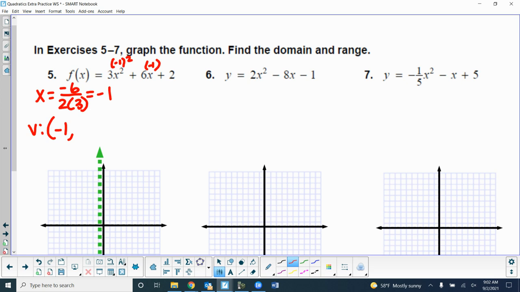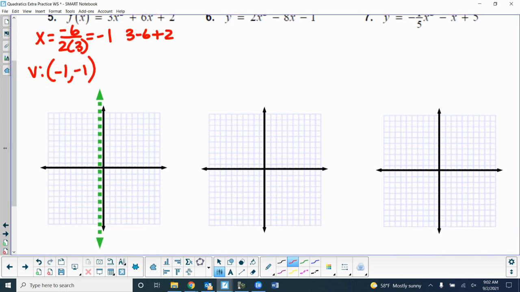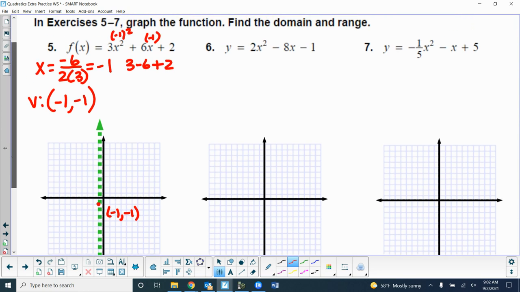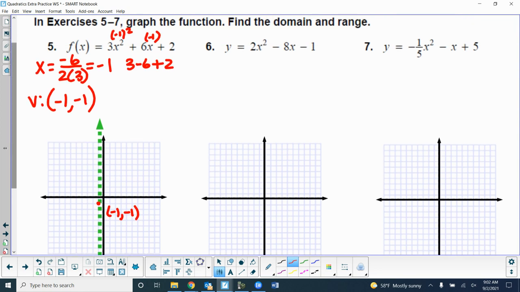What's -1 squared? +1 times 3. What's 6 times -1? -6. What's -3 plus 2? -1. So there's my vertex. So right here, does it open up or down? Up. Everybody know why? Positive what? +3 in that A spot, right? My A value is 3.